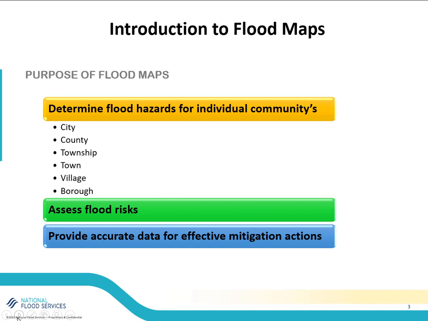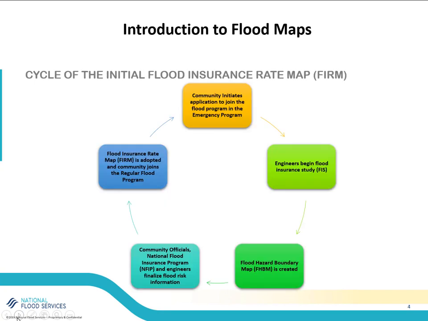Simply put, a community is a group of people in an area that chooses to submit an application to participate in the flood program. Once the community has determined the flood risk, they're better able to set effective building codes for proper flood mitigation. Each flood insurance rate map goes through a specific life cycle.